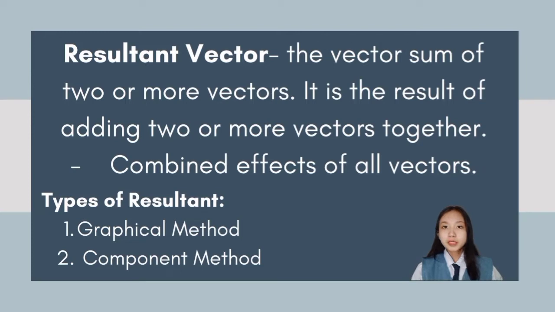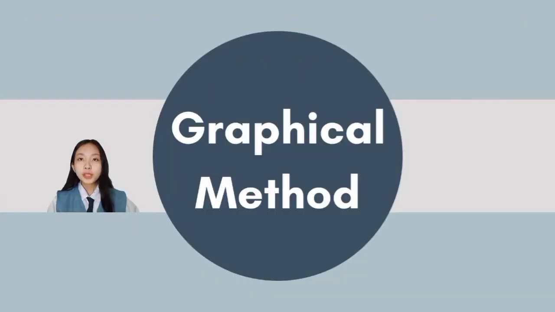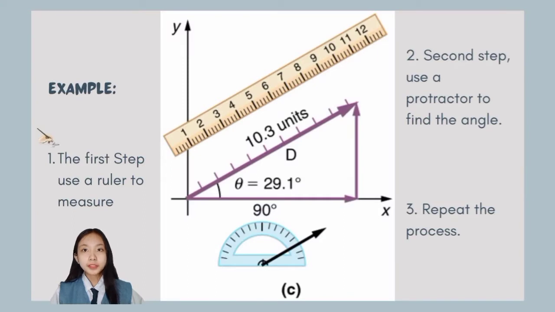There are two types of method to apply in resultant vector, the graphical method and the component method. Both have different ways to calculate problems. The graphical method pertains to the so-called head-to-tail method, with the use of arrow, direction, x and y for easy visualization. Here is a quick view of what we will do for graphical method. This uses a ruler and a protractor.